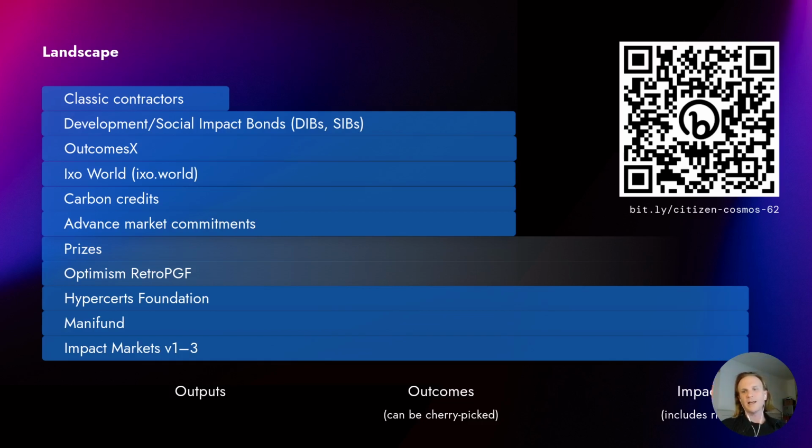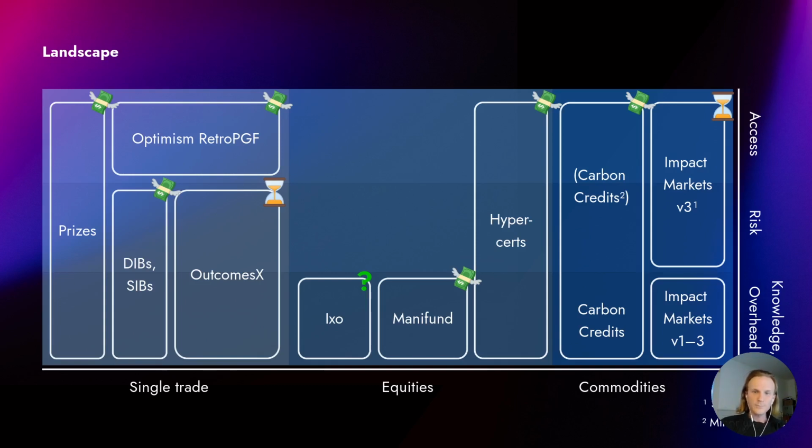Impact markets, our own project, and obviously we're focused on impacts. So here's a different taxonomy. In this taxonomy, you can see on the vertical axis the particular problem that these projects are tackling. Whether it's access, which I elucidated in the context of growth startups, whether it's risk, the typical use case for impact markets at the moment, or whether it's knowledge or overhead, local specialized knowledge, the use case that we are particularly focused on at the moment.